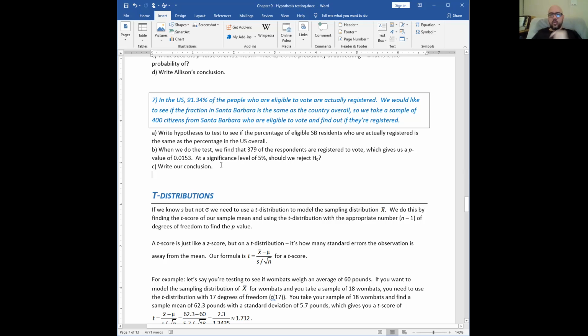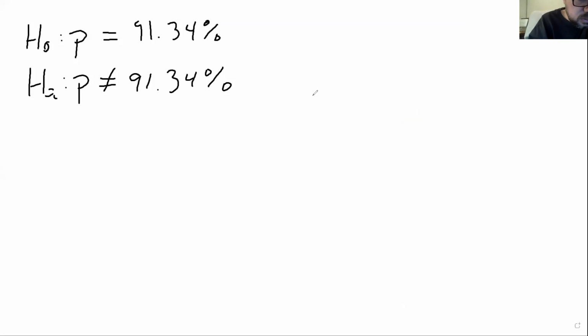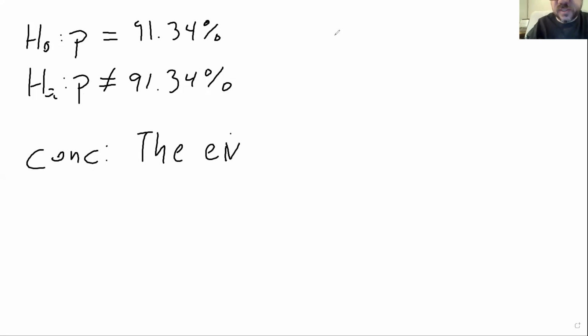So our conclusion is we believe that the alternative hypothesis is true, and we need to get that into words somehow. So my conclusion is that the proportion of eligible Santa Barbara voters who are registered is not 91.34%. If you want to throw in there "there is enough evidence to suggest that," I'll go ahead and do that. This evidence suggests the evidence. Oops. Oh my gosh, that's so messy.